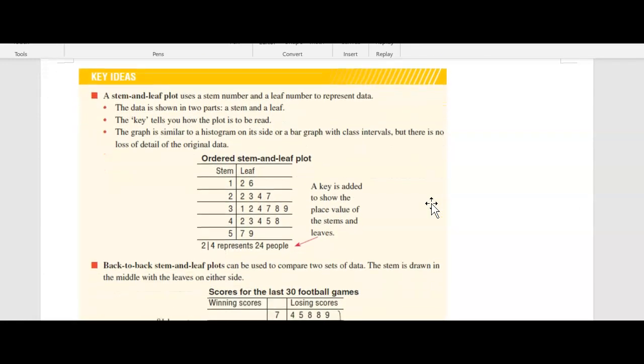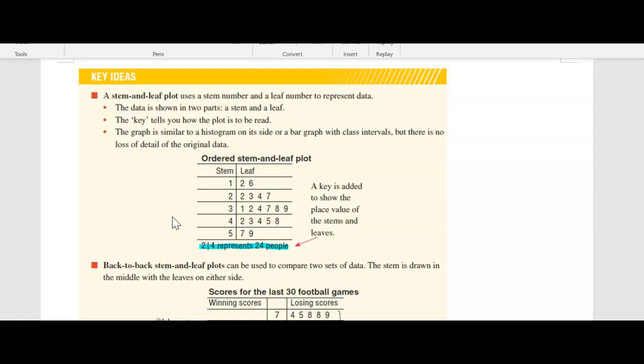Okay, stem and leaf plots. So make sure you can do stem and leaf plots to present data. Whenever you do a stem and leaf plot, you do need to have a key. So we can see a key here. It just tells the person how to interpret it. So it could be 24, it could be 2.4. We don't know. That's why we need the key.